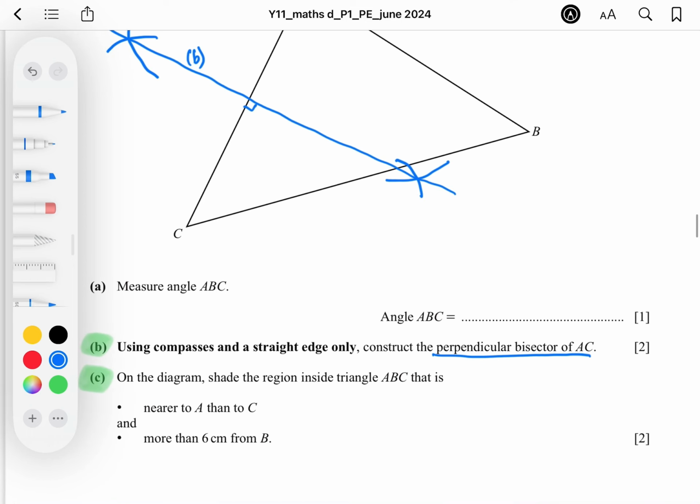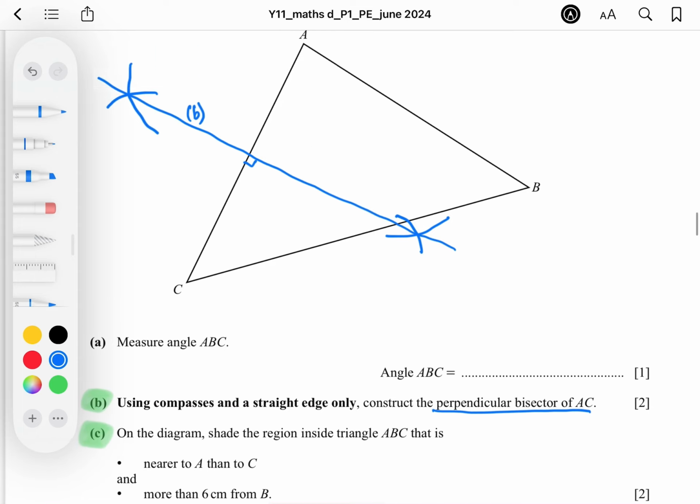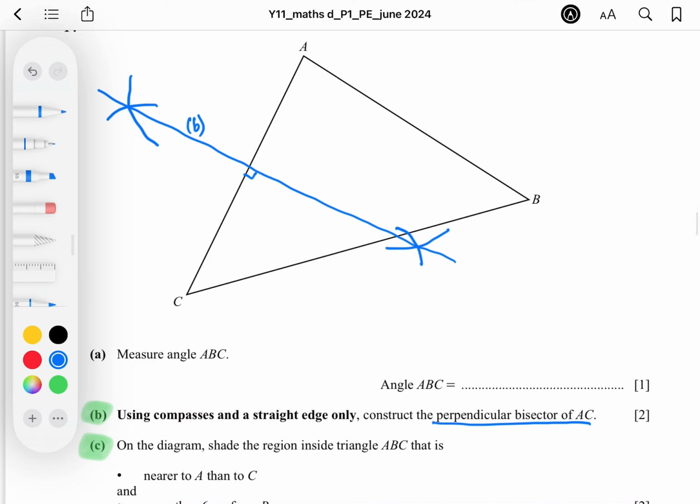So using that, on the diagram, shade the region in triangle ABC that is nearer to A than to C. So the perpendicular bisector actually divides that region. Which one is closer to A and which one is closer to C?